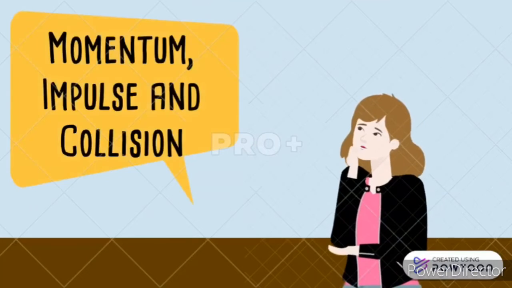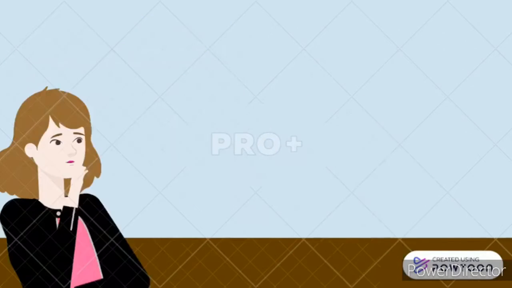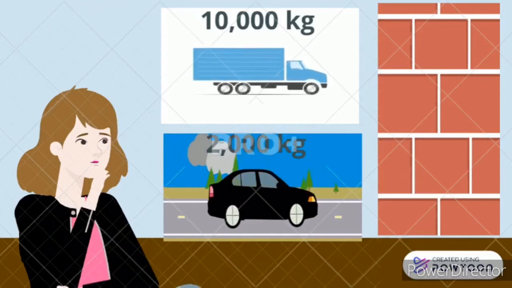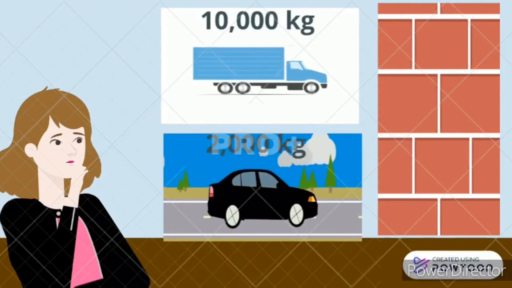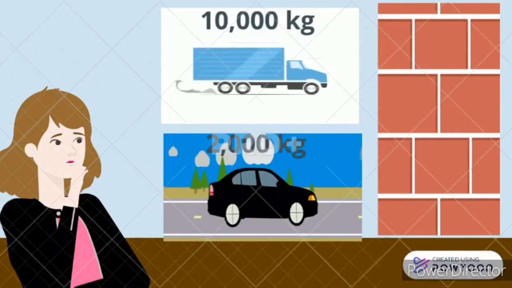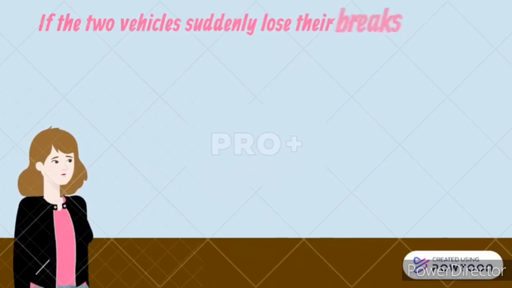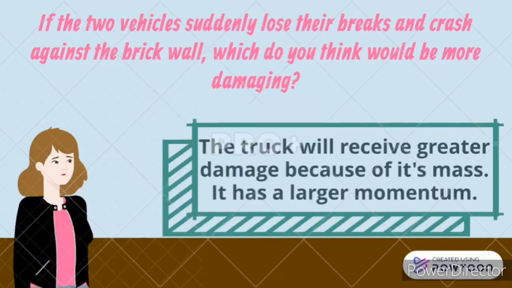Now, let's know the relationship between momentum, impulse, and collision. Let us consider a cargo truck with a mass of 10,000 kilograms, traveling at a velocity of 40 kilometers per hour, and a small car with a mass of 2,000 kilograms, traveling at the same velocity. If the two vehicles suddenly lose their brakes and crash against the brick wall, which do you think would be more damaging? The truck will receive greater damage because of its mass. It has a larger momentum.